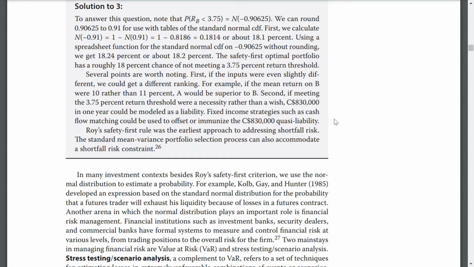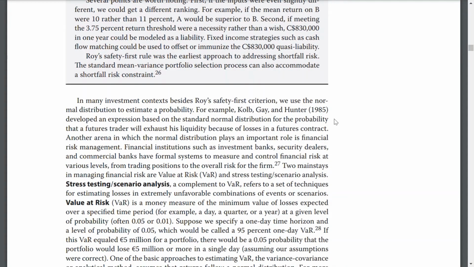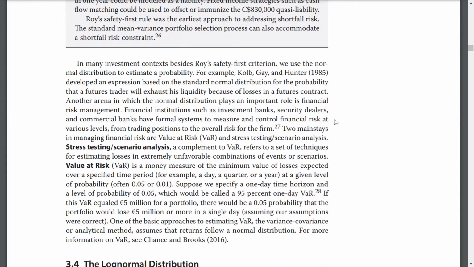Fixed income strategies such as cash flow matching could be used to offset or immunize the $830,000 quasi liability. Roy's safety first rule was the earliest approach to addressing shortfall risk. The standard mean variance portfolio selection process can accommodate a shortfall risk constraint. In many investment contexts, besides Roy's safety first criterion, we use the normal distribution to estimate a probability.